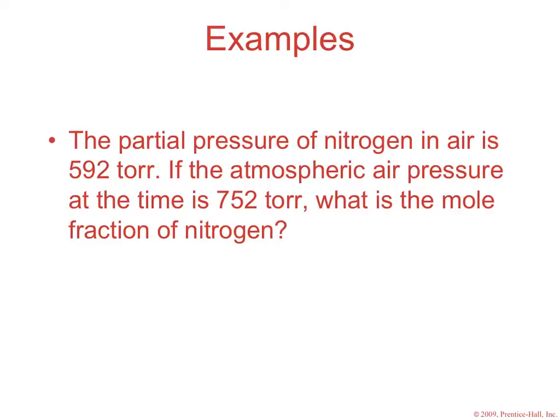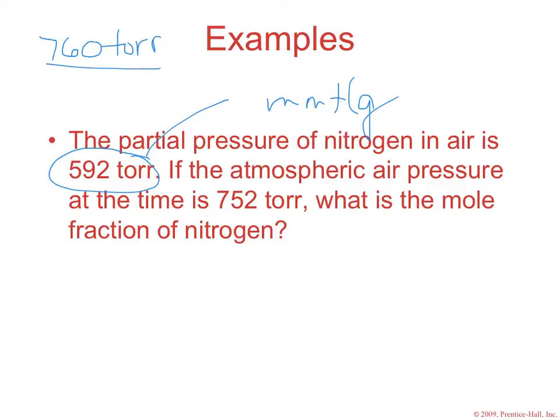The partial pressure of nitrogen in air is 592 torr. You may or may not remember from the previous lecture on gases, torr is the same thing as millimeters of mercury, different units of pressure, and that there are 760 torr, or 760 millimeters of mercury, in 1 atmosphere. So just to kind of get you familiar with the units.